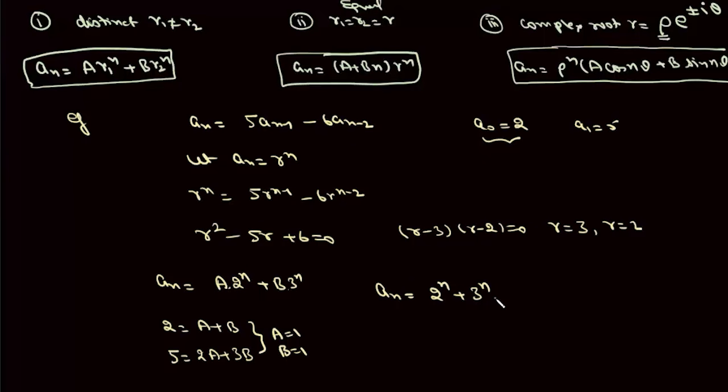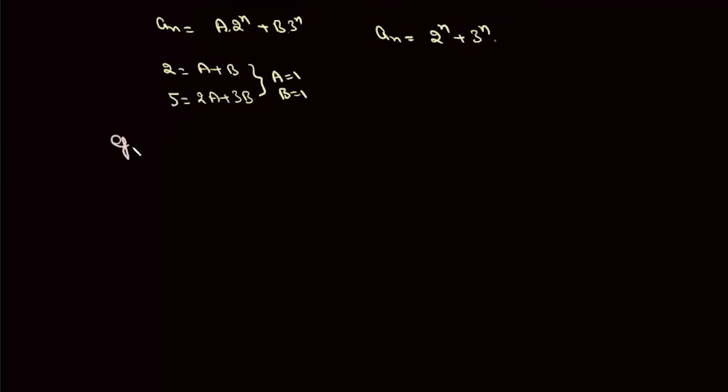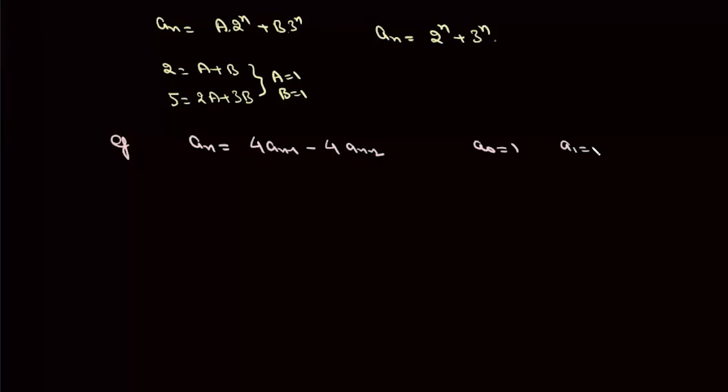Let us take another example when the roots are equal. Now in this case, we'll choose a recurrence relation with equal roots. So let the recurrence be a_n equals 4a_{n-1} minus 4a_{n-2}. We are given that a0 is 1 and a1 is 4.